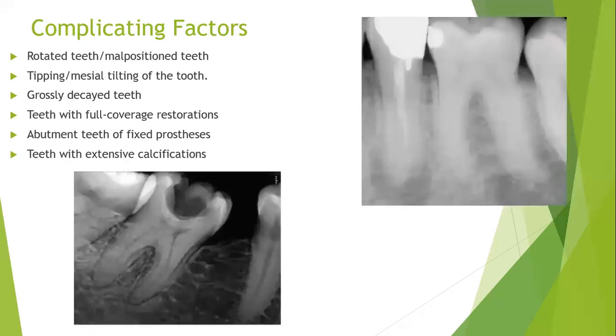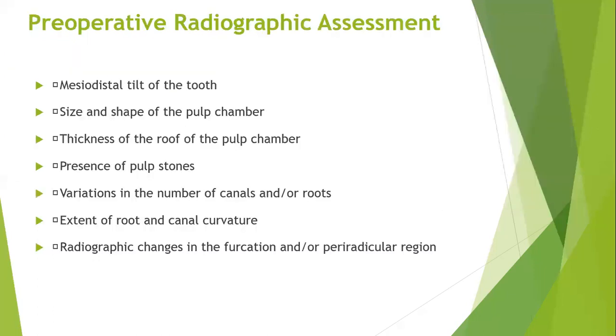Then the complicating factors are rotated or malpositioned teeth, tipping or mesial tilting, gross decay, teeth with full coverage restorations, abutment teeth of fixed prosthesis, and teeth with extensive calcifications. These are the factors which complicate the access cavity preparation. That is, apart from the conventional methods, we have to modify the preparation methods in these situations.